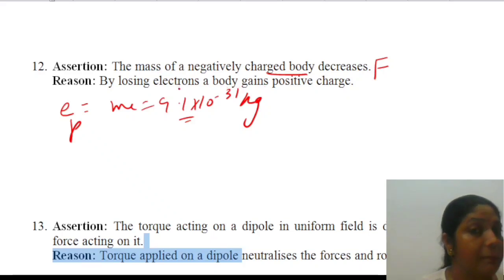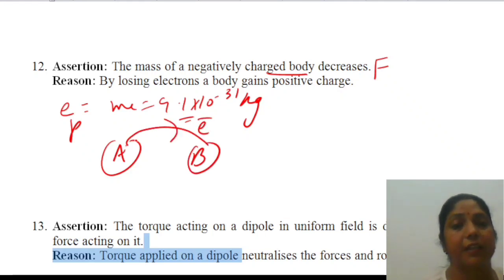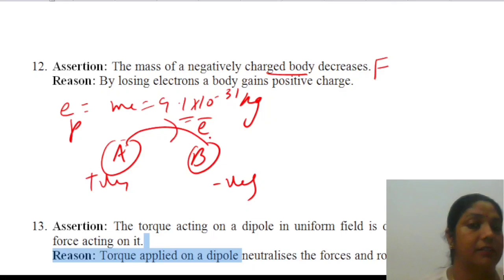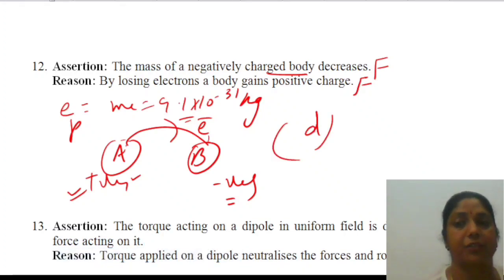Again, read this statement. There is one body A and one body B. Charge is transferred from A to B. Electrons are transferred, right? So A becomes positively charged and B becomes negatively charged. Those bodies which gain electrons become negatively charged. Those bodies which lose electrons become positively charged. What is written here? By losing electrons, the body gains positive charge. No, it does not gain positive charge, it becomes positively charged. So this statement is also false. So which option is correct? Option D is the correct answer for this question. Both assertion and reason are false, right?